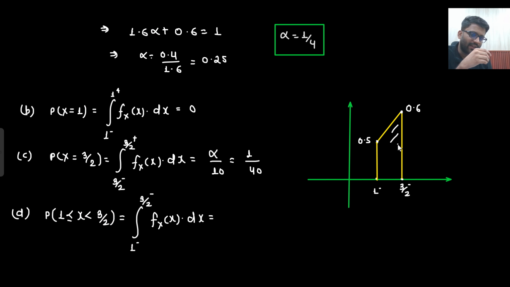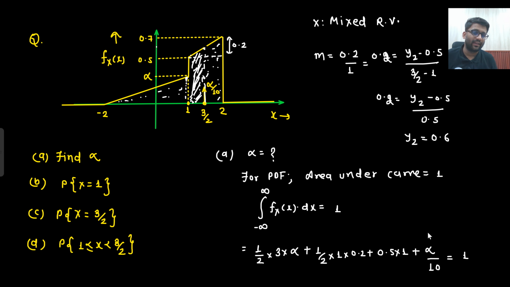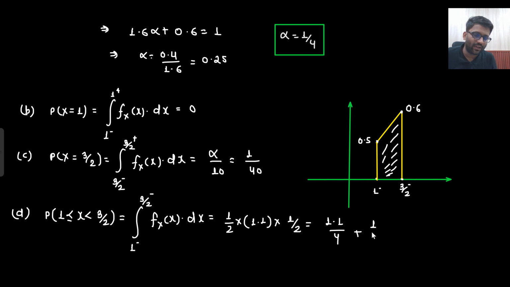So this particular area I need to calculate. What is this area? This area is half into the addition of the parallel sides, that would be 1.1, into this width, that would be 1.1 divided by 4. This would be the answer. We will not add alpha by 10 here. This is a very, very important point. Here this 1 by 40 will not be added.